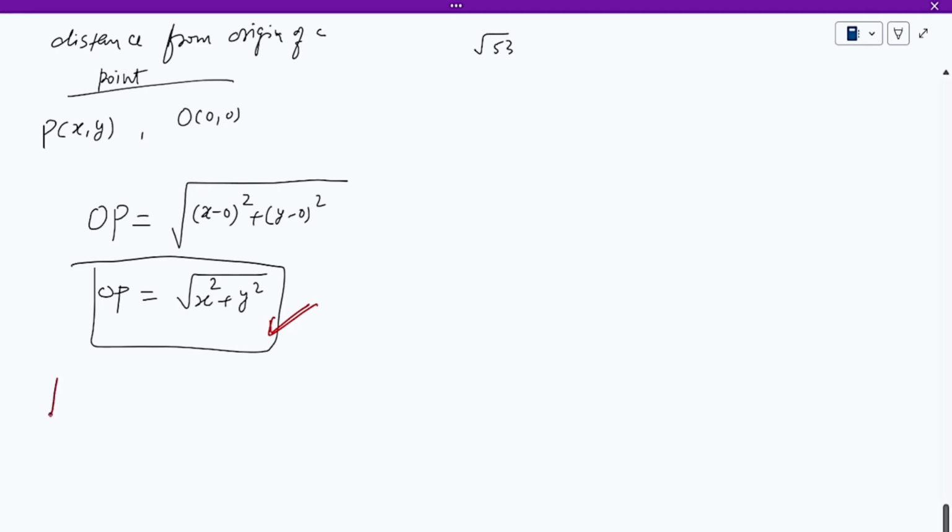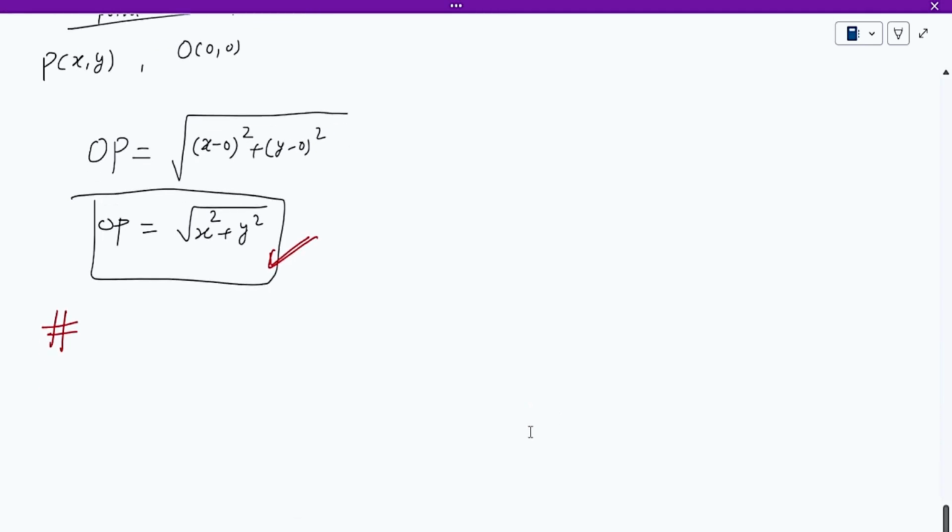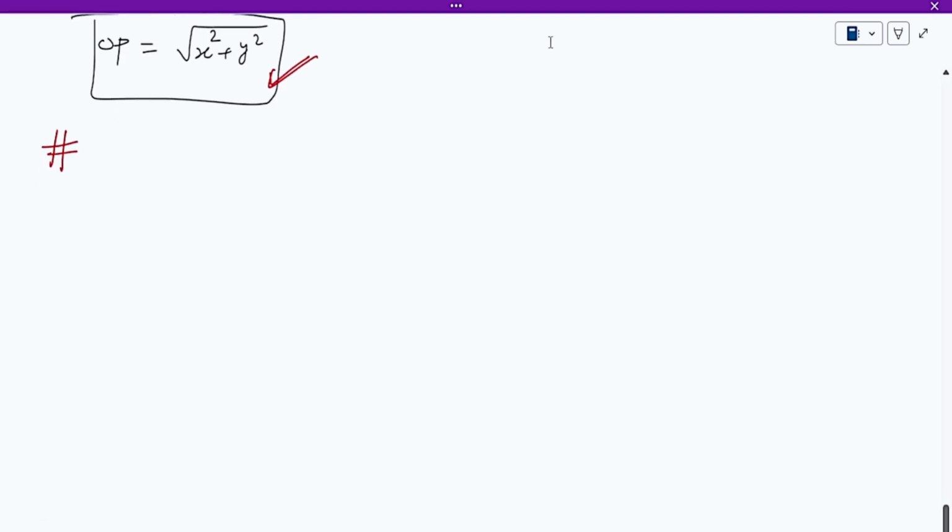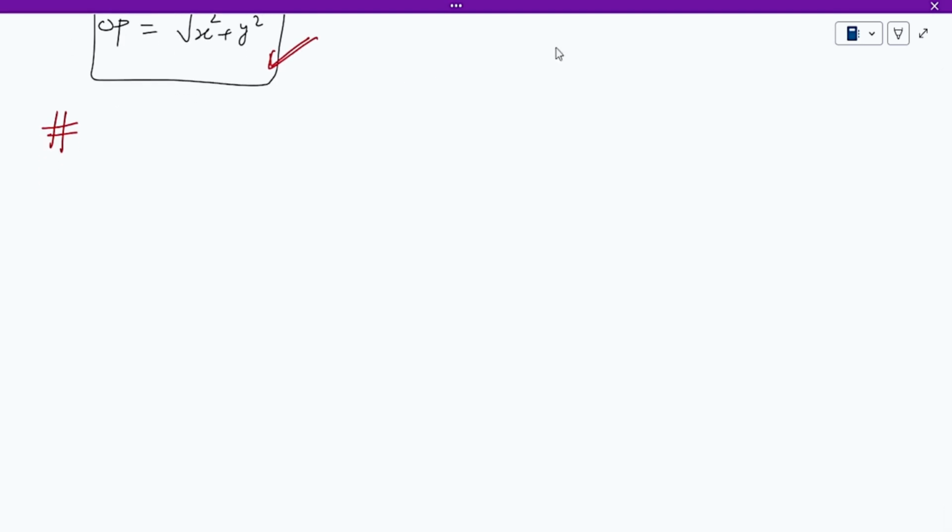Right. So this last question for practice, and then we'll discuss the section formula and other things tomorrow. Okay. So let's try to solve this question.